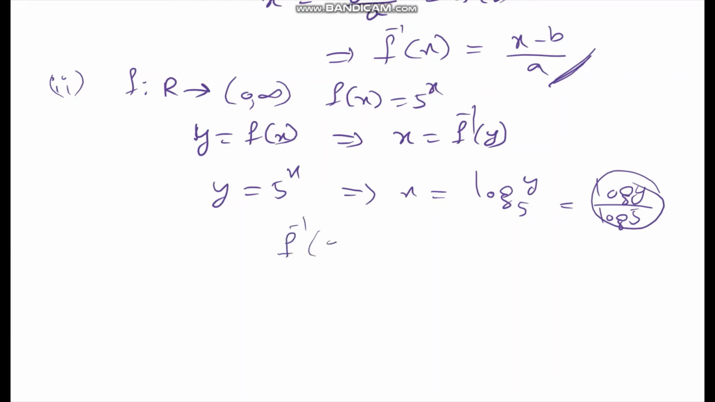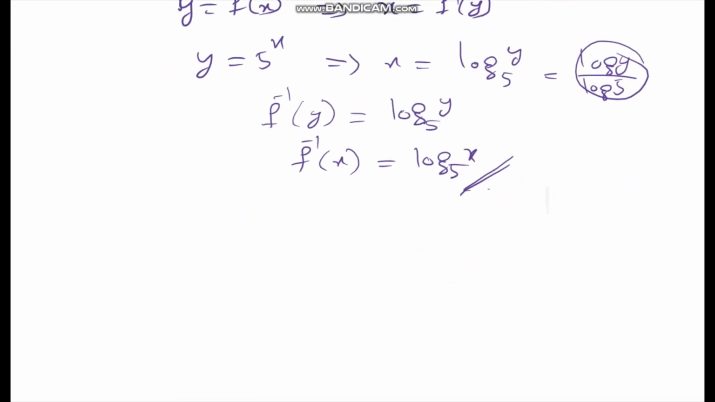f inverse of y will be equal to log y to the base 5. f inverse of x will be equal to log x to the base 5. This is my inverse function.